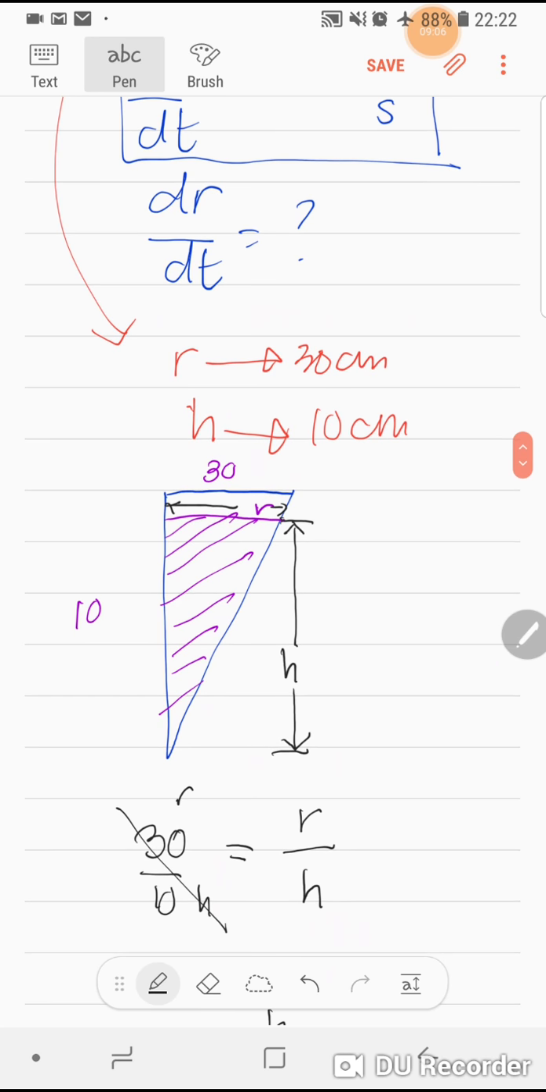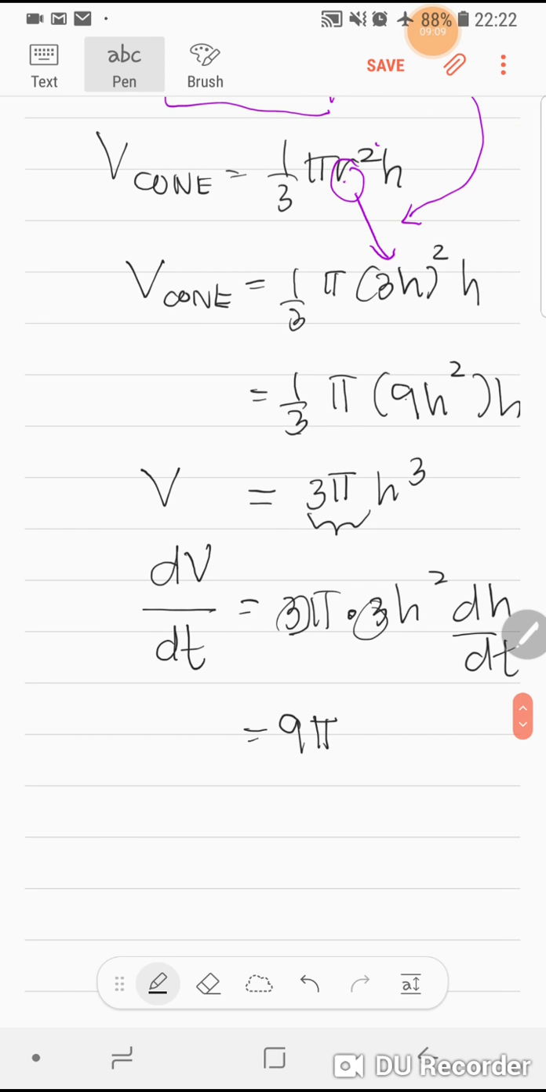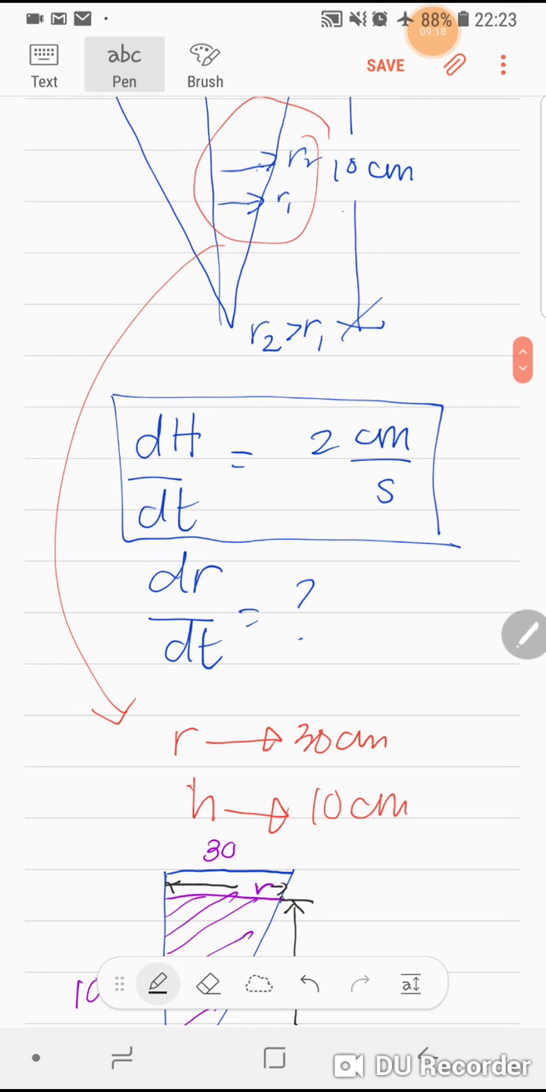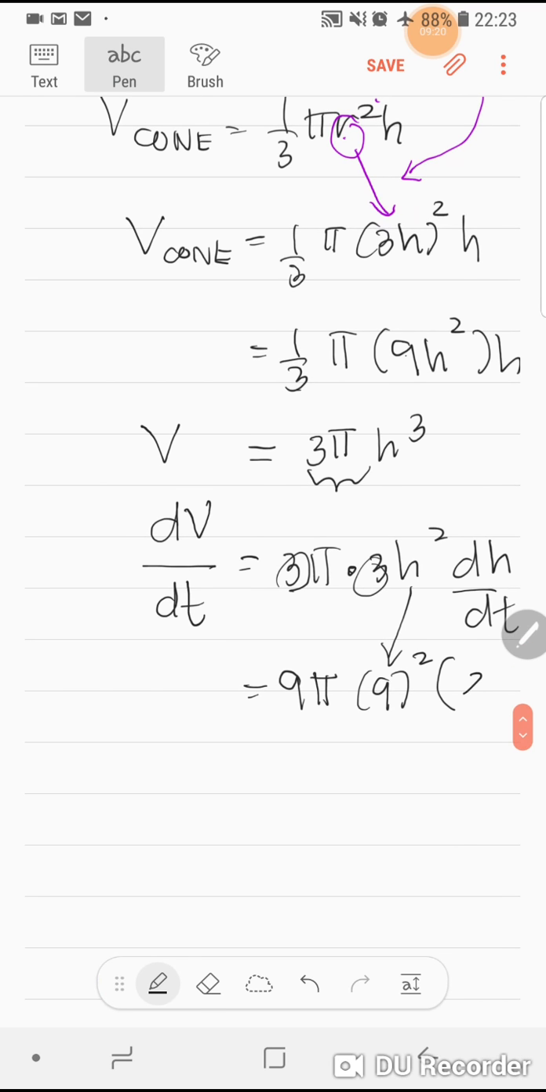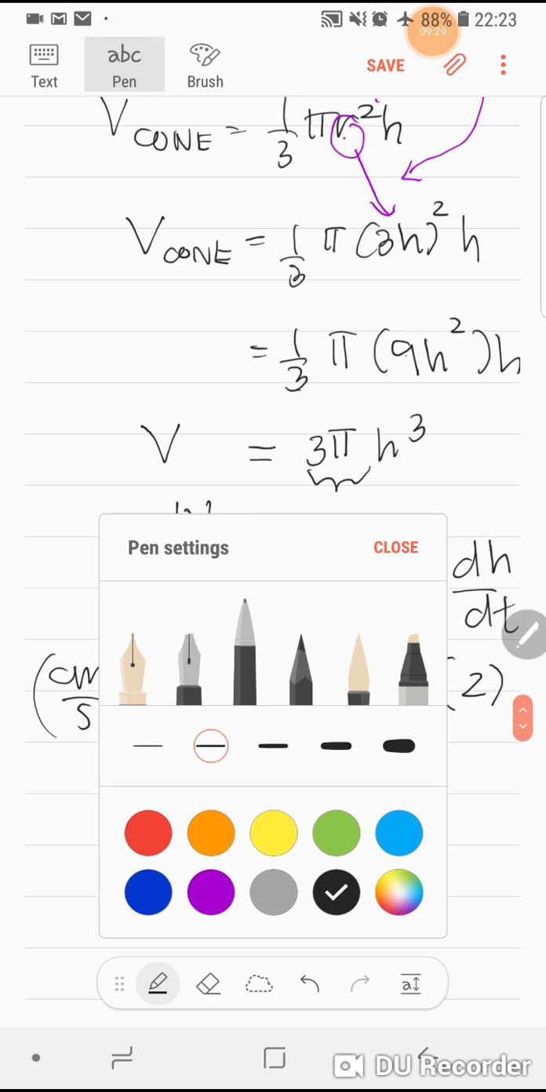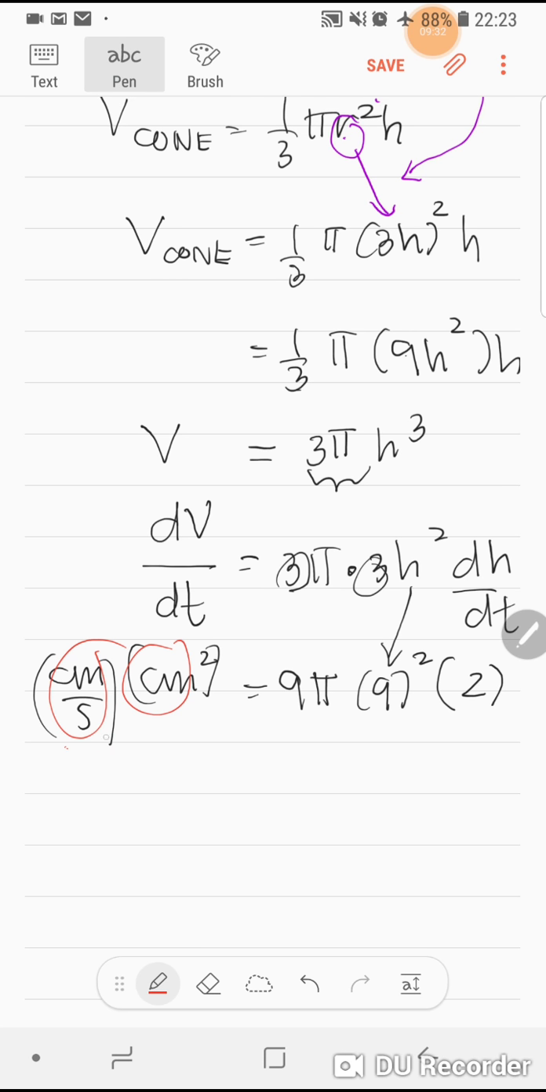The height, we know that it's at 9 centimeters. So 9, copy properly, 9 squared. Then dh over dt is 2 centimeters per second. So just remember, centimeters per second times centimeters squared; these are the actual units for this and this. So going back, we have 9 pi times 81 times 2.